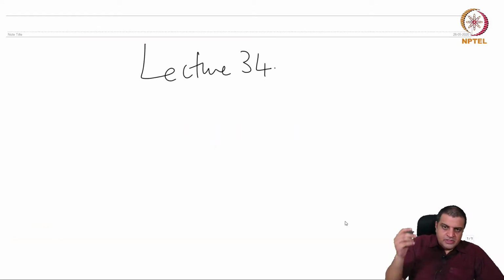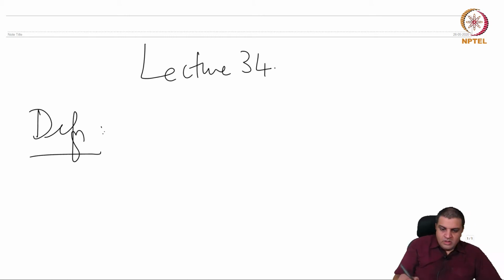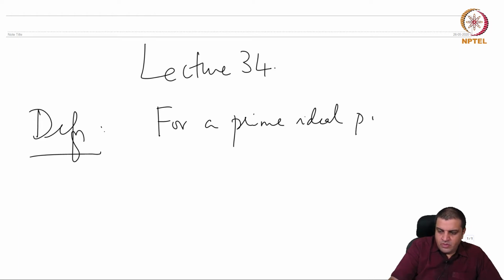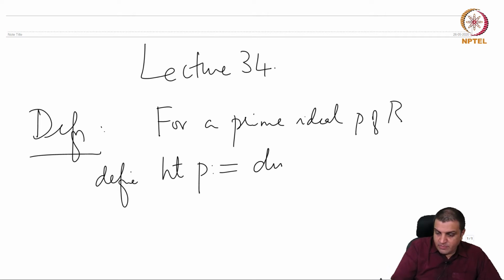So in this lecture, we continue our discussion about integral extensions, but before that, we just need to define one notion of ideals called height. Okay. So for a prime ideal P of R, define the height of P to be the dimension of R localized at P.